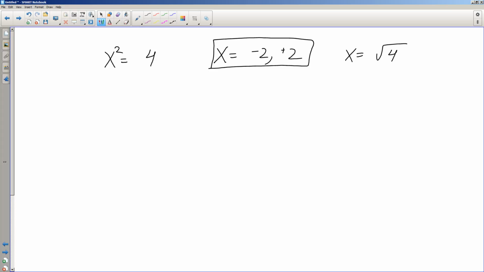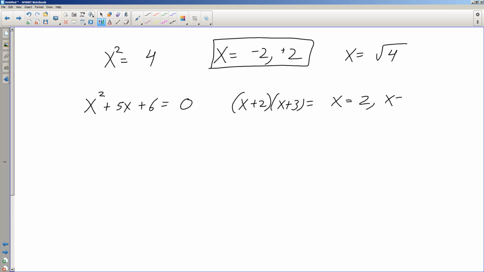Okay, so let's suppose I give you a function like this: x squared plus 5x plus 6 is equal to 0. Okay, remember how to do this? This is simply going to be x plus 2 times x plus 3, and so we have 2 roots. x is equal to negative 2 and x is equal to negative 3, right? That's simple enough.